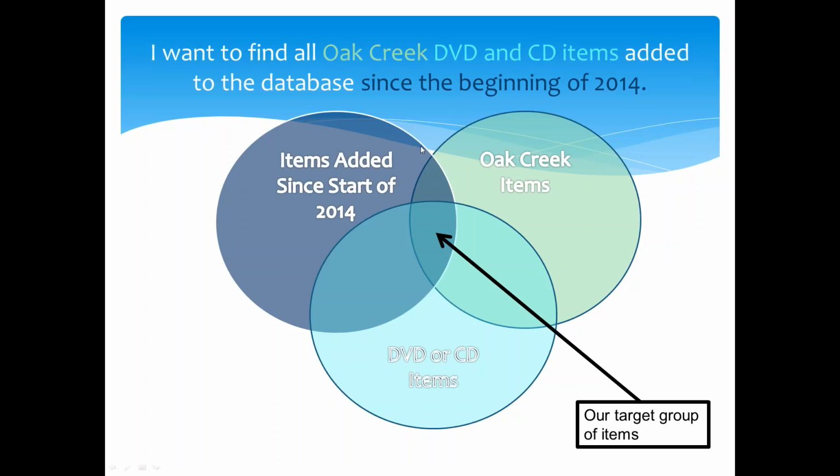Each one of these circles that you see here is generally going to be some basic criteria statement that you would use in create lists. So I want all items added since the beginning of 2014, and they have to be Oak Creek items, and they have to be DVD or CD items. And this is going to be our query or example that we're going to use to illustrate how you can use create lists.